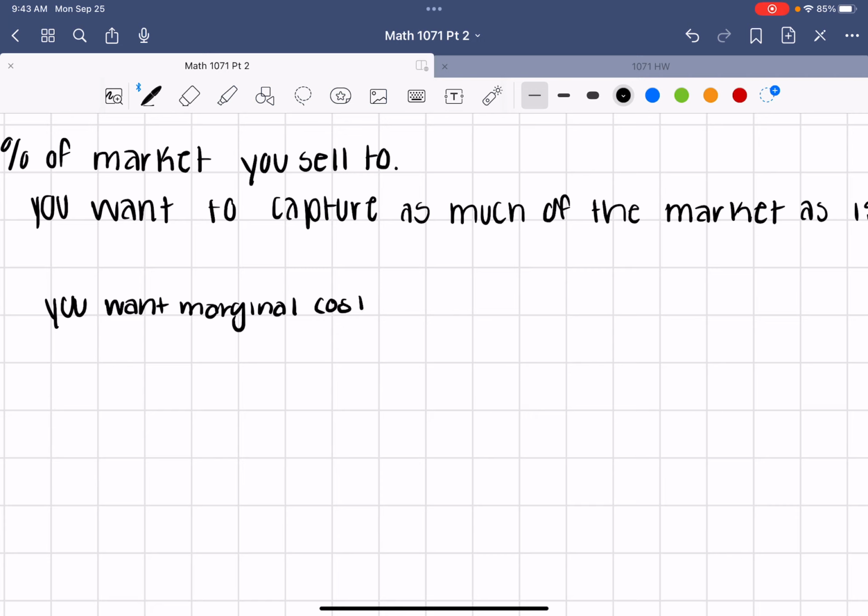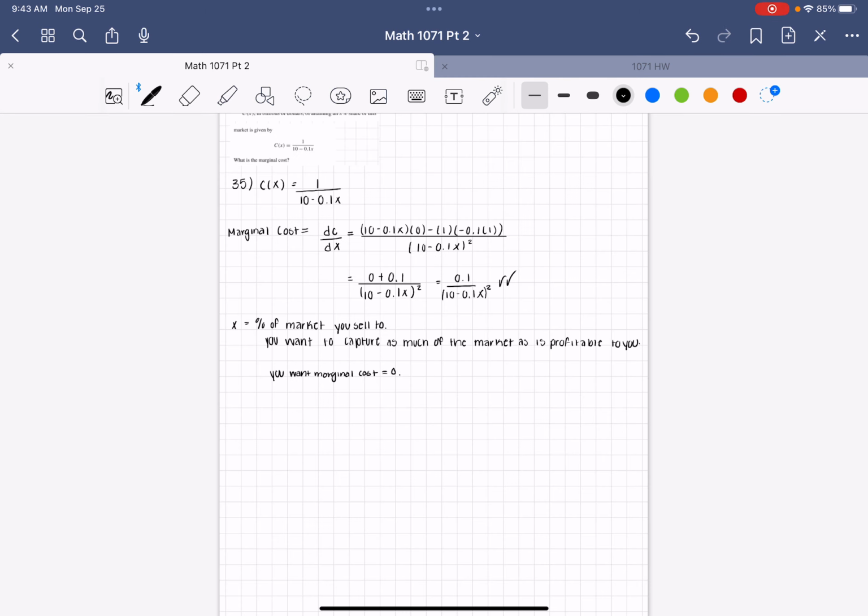Things are maximized where the derivative is 0. So profit is going to be maximized where marginal profit is equal to 0. That's where we're heading with all of this stuff. Okay? That's why you're being taught calculus.